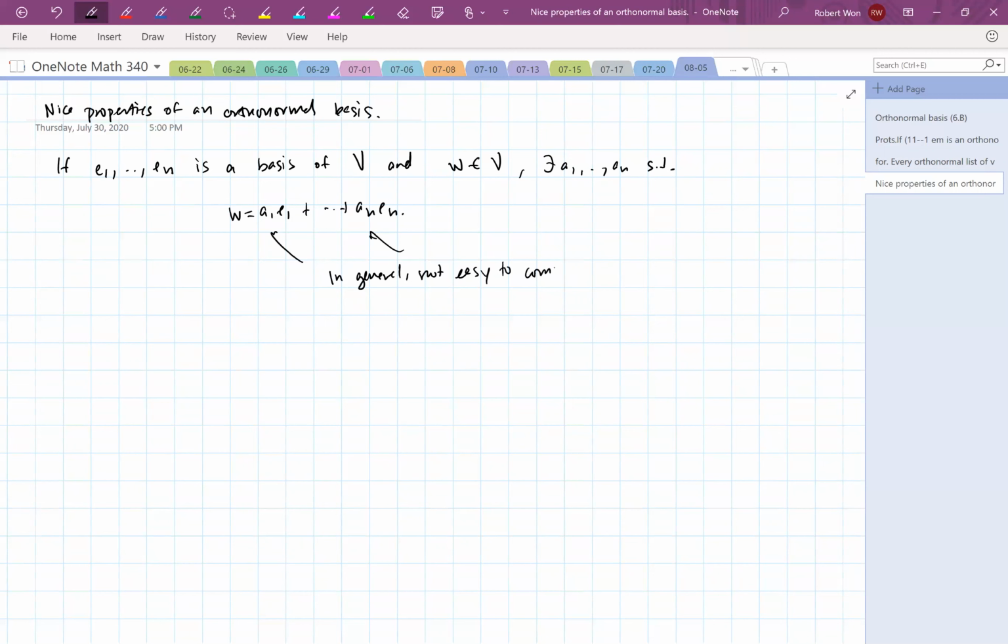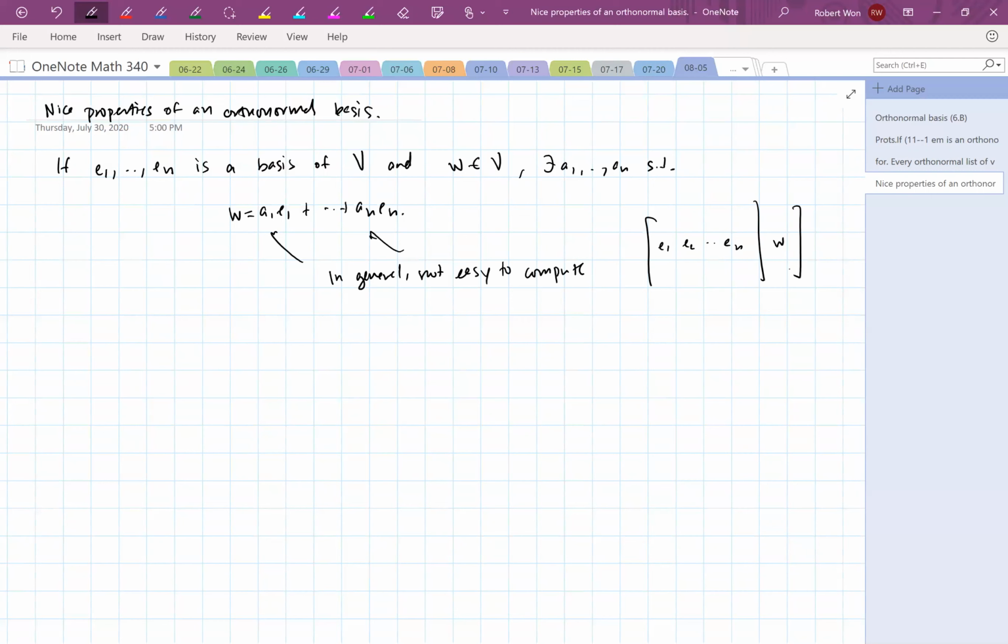What you would need to do is set up a matrix with the basis vectors as columns. You might need to augment with w, you need to row reduce, and you need to solve for the scalars, which, as you know, is not that fun, right? I guess it's an n-squared algorithm.